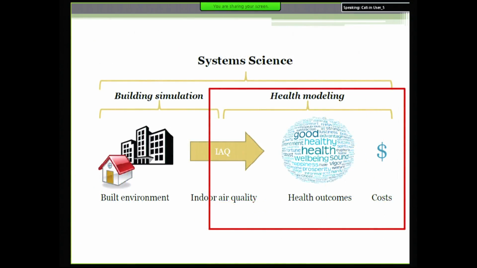That covers the building simulation piece of this system science model that we're putting together. Now I'm going to talk about the health modeling, which links the indoor air quality changes to health and then costs. I'm going to do this in the context of asthma, which is one of the diseases I've worked the most with. Next slide.